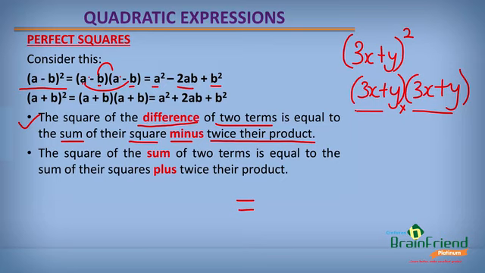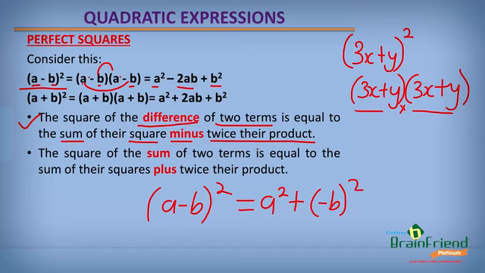That is, the first term is a and the second term is minus b. So a minus b all squared is equal to the sum of their squares, that is a squared plus minus b all squared, minus, because the sign in the bracket is minus, twice their product. That is 2 times a times b. And this will give us the expansion of a minus b all squared.